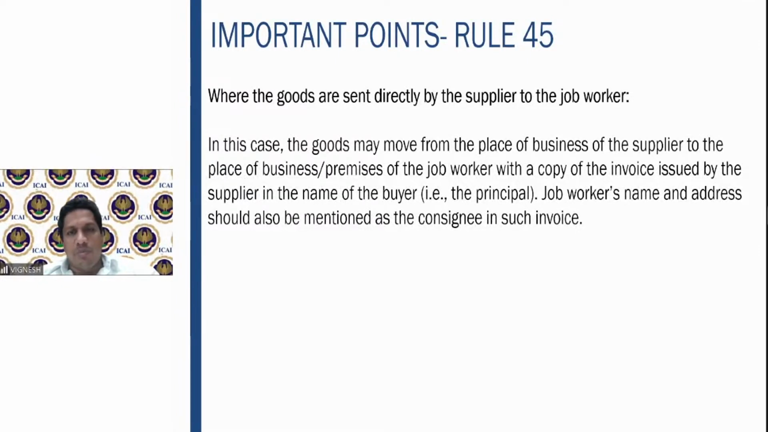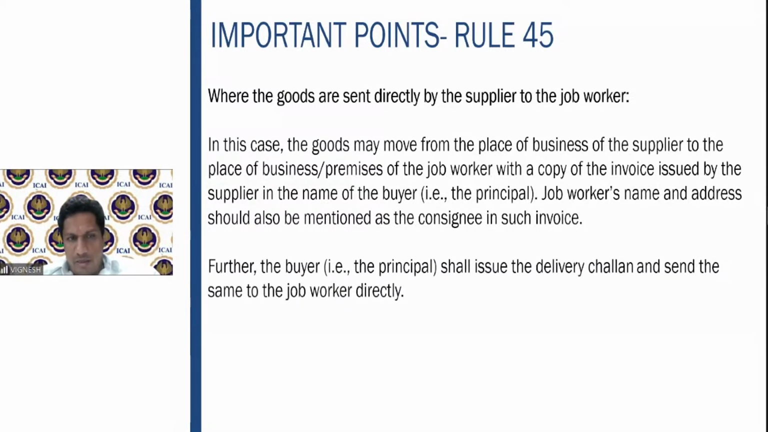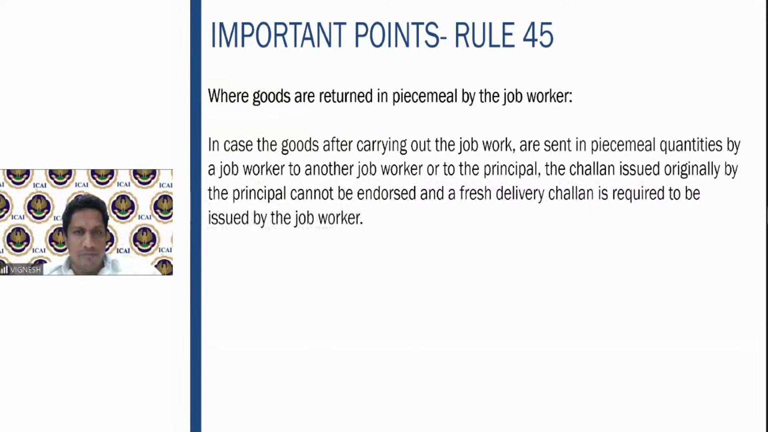What happens when the goods are sent directly by the supplier to the job worker? In this case, the goods may move from the place of business of the supplier to the place of business or premises of the job worker with a copy of the invoice issued by the supplier in the name of the buyer. The job worker's name and address should also be mentioned as consignee. So if the supplier is directly sending to the job worker, you have to give a copy of the invoice also. That invoice has to clearly give the name of the buyer, and the job worker's name and address should be given as consignee. Then the buyer will also issue the delivery challan and send the same to the job worker.